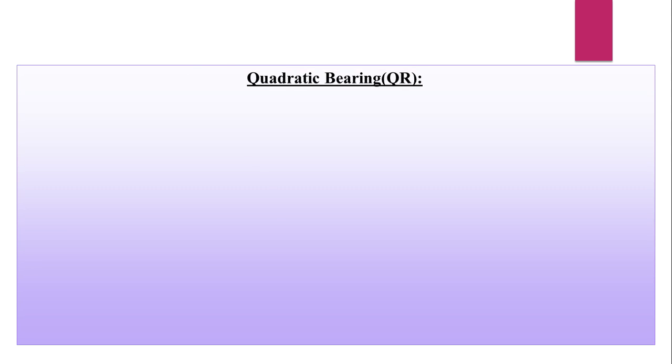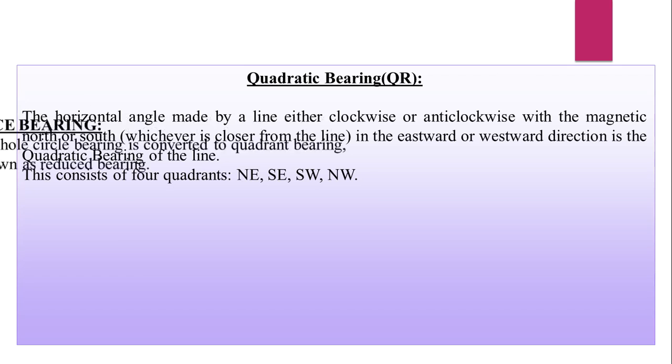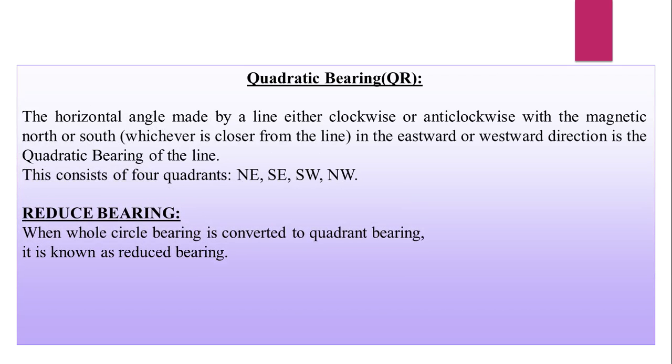Quadrantal bearing or QR. The horizontal angle made by a line either in clockwise or anticlockwise with the magnetic north or south, whichever is closer from the line in the eastward or westward direction is the quadrantal bearing of the line. This consists of 4 quadrants: northeast, southeast, southwest and northwest.